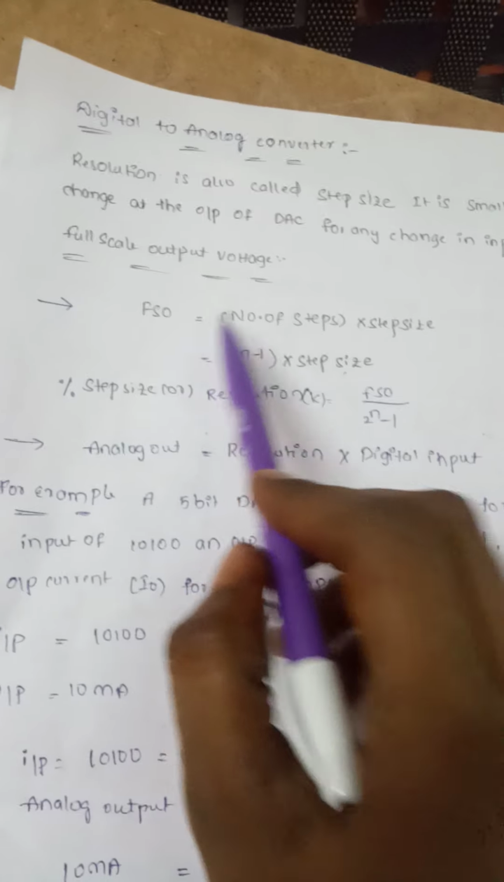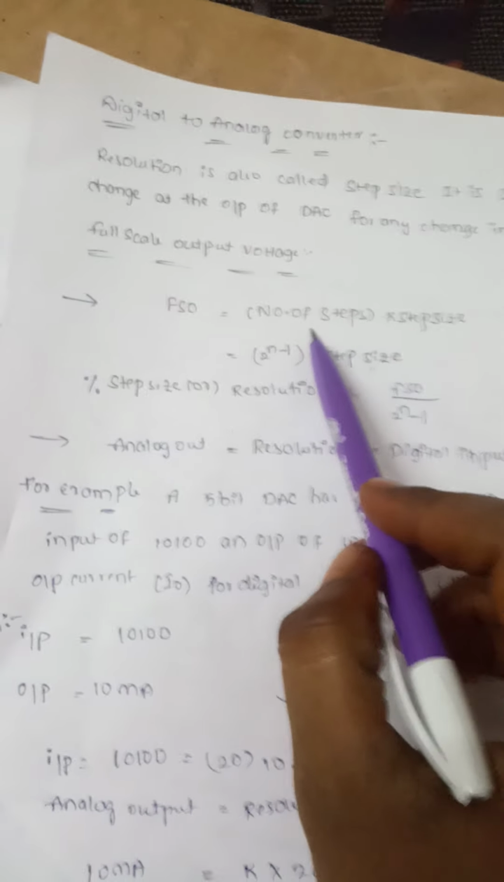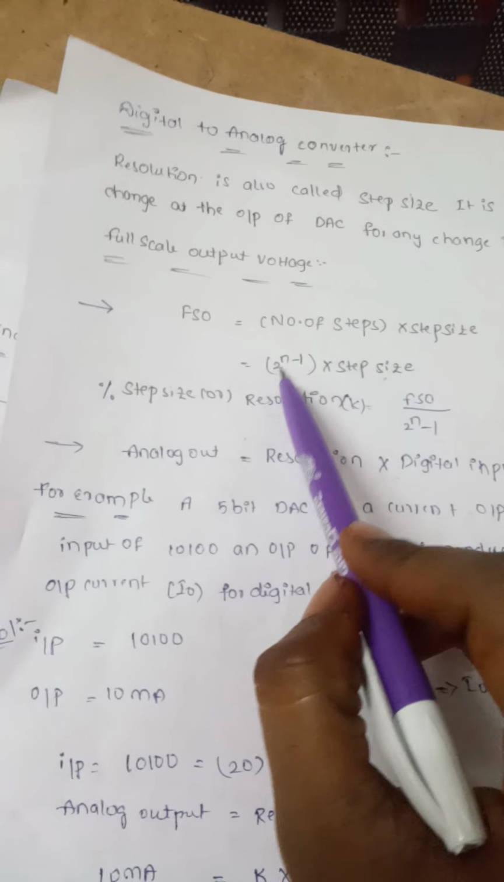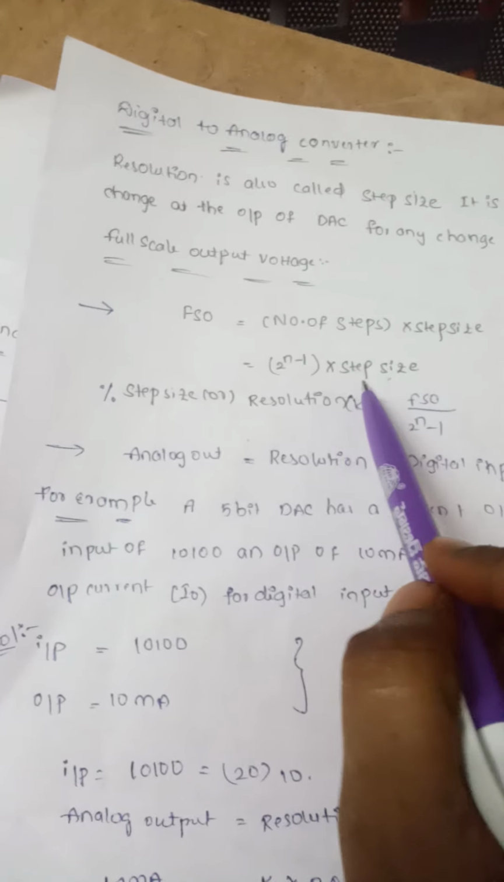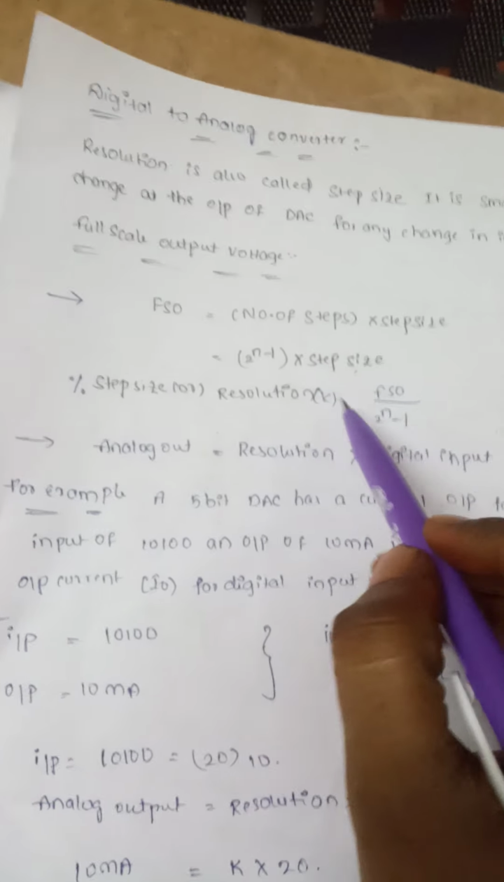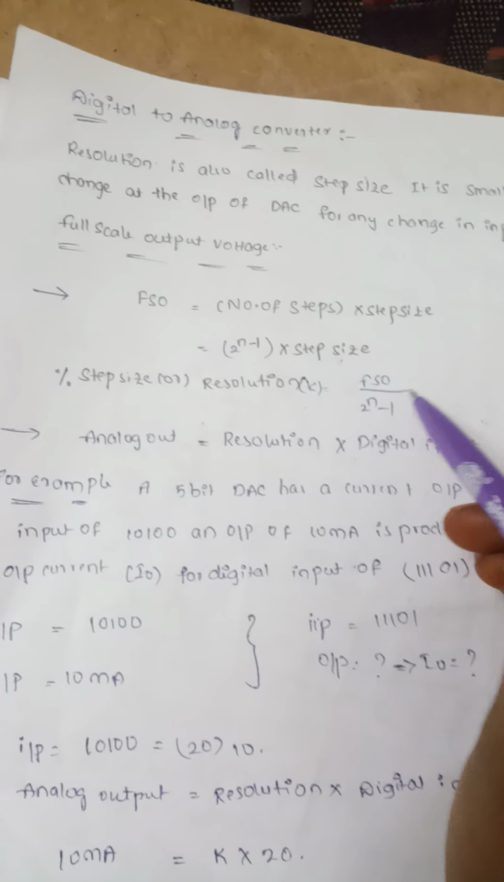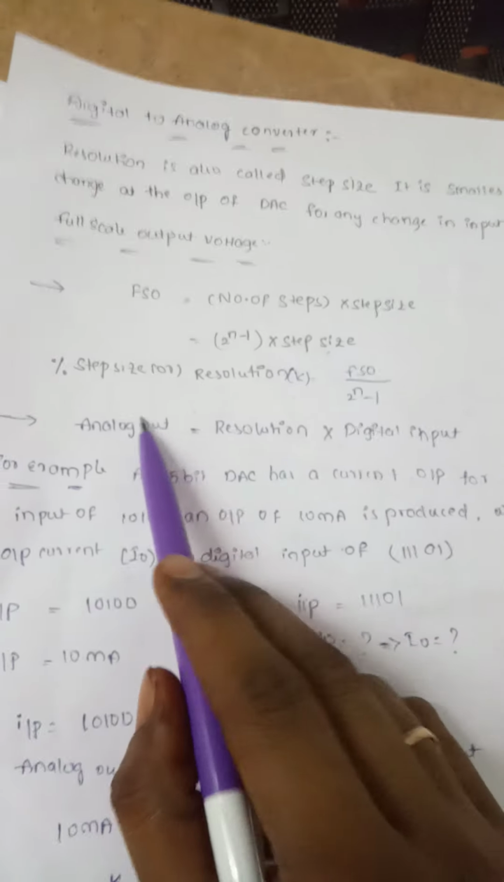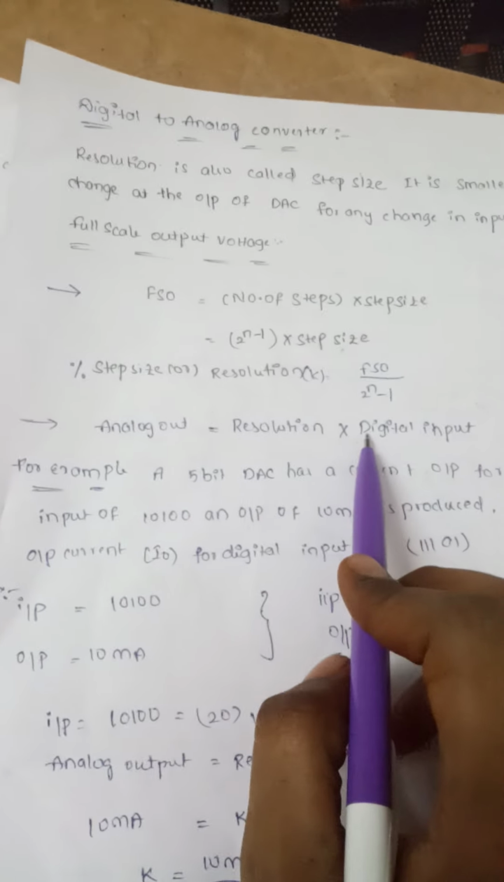And the next one is full scale output voltage. FSO is equal to number of steps into step size. How many number of steps here? 2 power n minus 1, into step size. Here step size or resolution is indicated with K. K is equal to full scale output by 2 power n minus 1. And the third formula is analog output is equal to resolution into digital input.